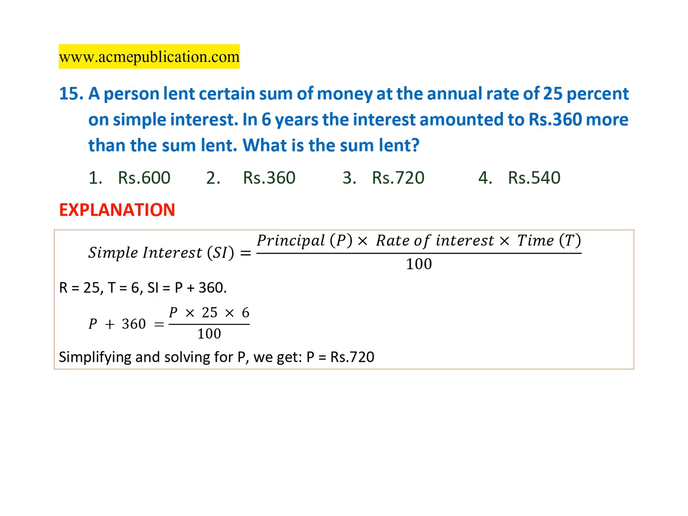Question 15. A person lends a certain sum of money at the annual rate of 25% on simple interest. In 6 years, the interest amounted to rupees 360 more than the sum lent. What is the sum lent? Now taking the formula, simple interest is equal to P multiply R multiply T upon 100. We will get P plus 360 is equal to P multiply 25 multiply 6 upon 100. So the value of P will be 720.